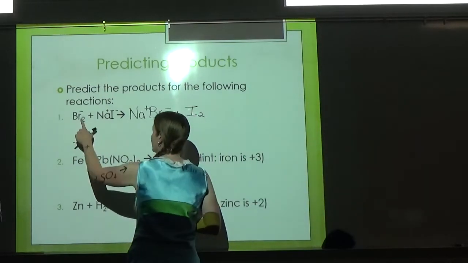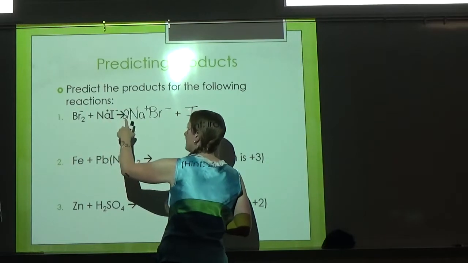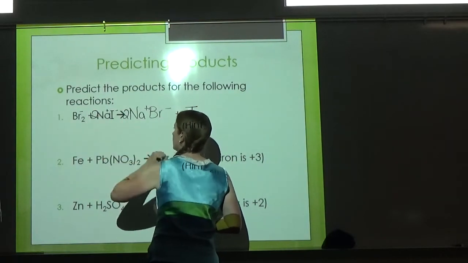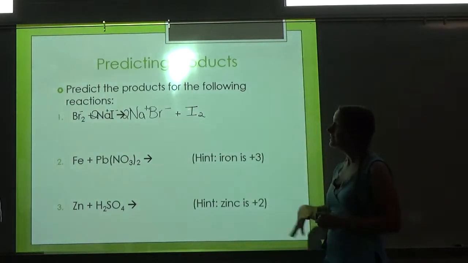So now I need to balance. I have 2 Brs and only 1, so I'm going to put a 2. I have 1 Na, but now I have 2, so I'm going to put a 2. I have 2 Is and 2 Is. All right, so let's look at our next one.